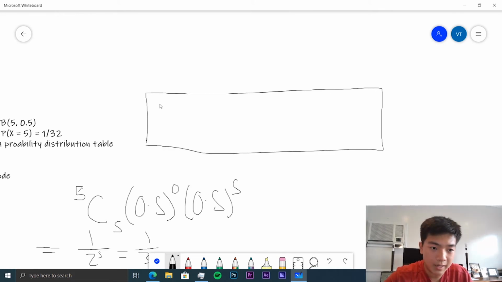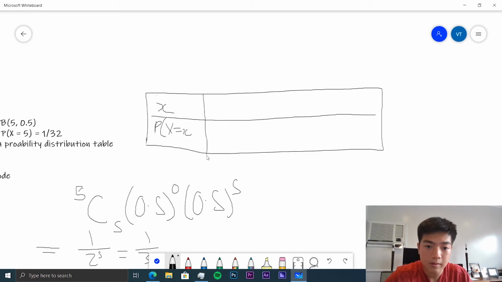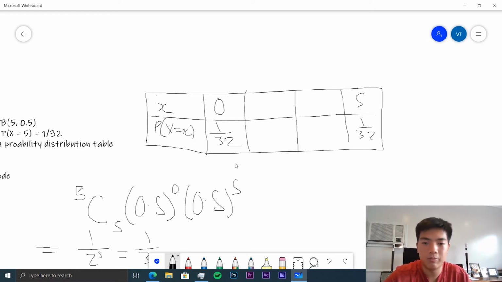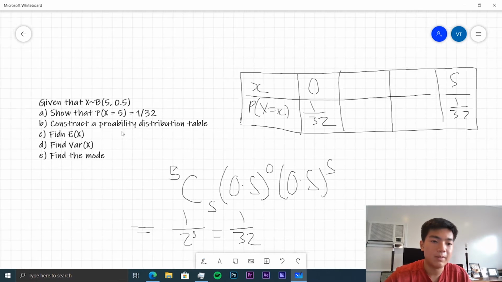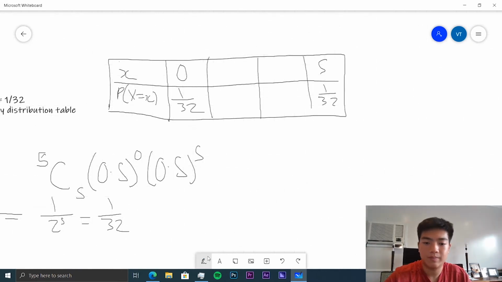Well, we have x, and then we have the probability of x equals x. So for 0, we also have 1 over 32. Because it's a binomial, the probabilities are mirrored. Actually, well, no, it's only because we have a probability of 0.5 here.